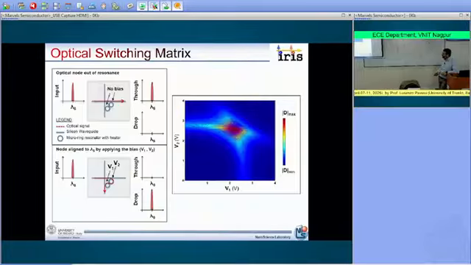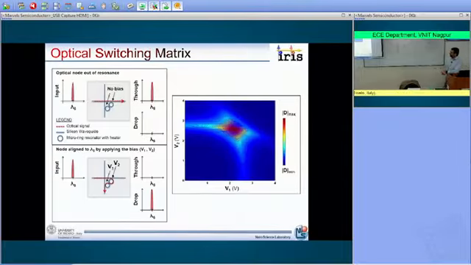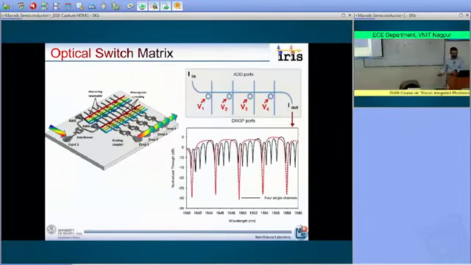So the other issue here is how do we optimize the transmission, the single microring resonator spectral position.